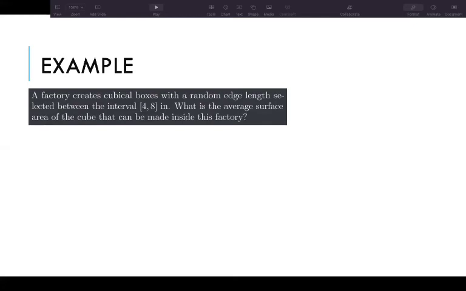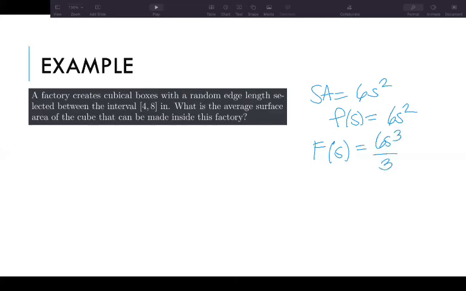As we can see, we have the formula for surface area, which is 6s squared, where s is the side length of the cube. So this will be our f of s. Instead of x, we will solve the problem with respect to s. So this is our small f of s. Getting the integral of this function, the capital F of s, we have 6s cubed over 3. This is the antiderivative, which is equivalent to 2s cubed.